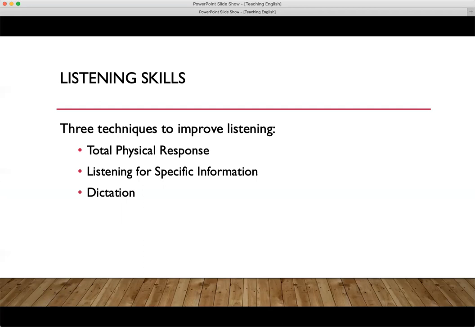We're going to talk about three ways teachers can help students develop their listening skills. The first is total physical response. It's a technique that stresses the link between words and the concrete reality they represent. This relationship is established when students physically carry out a teacher's command. For instance, you may use a verb, for example, touch or point, and a noun or object: touch the chair, point to the blue book.